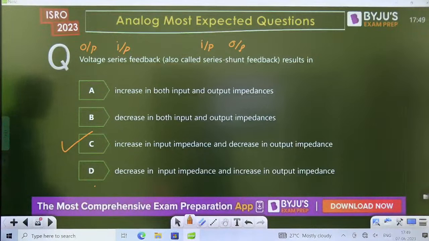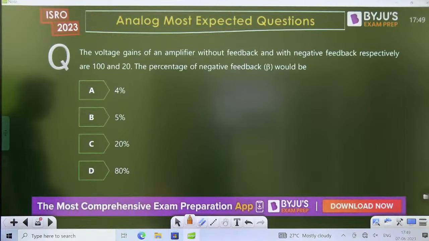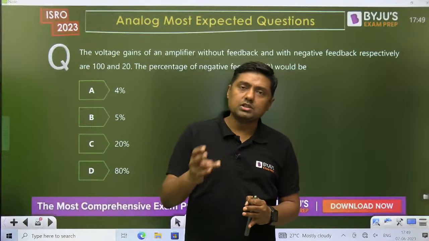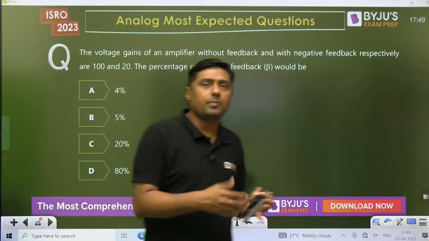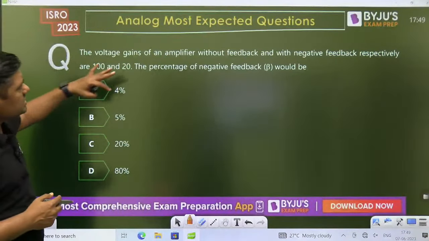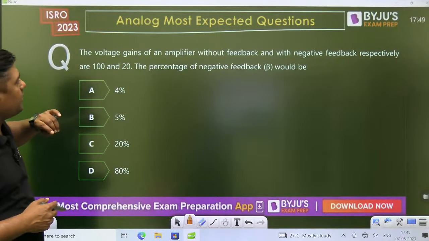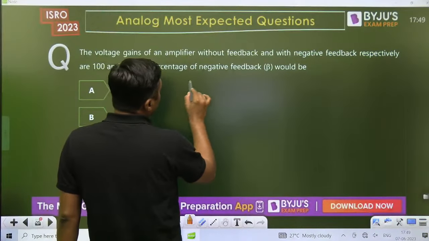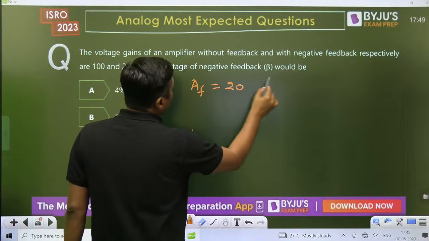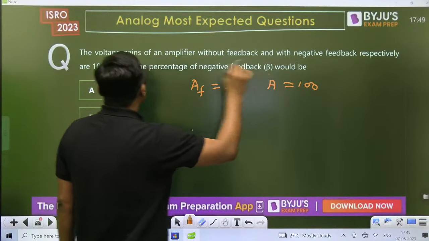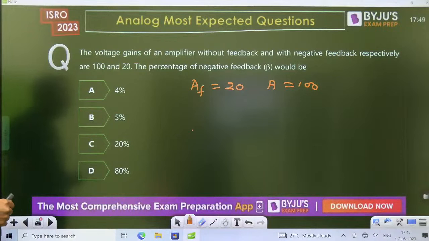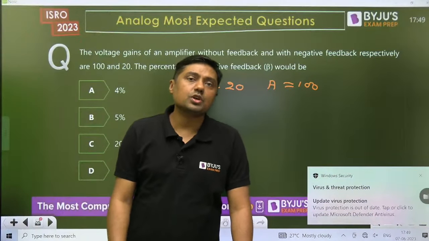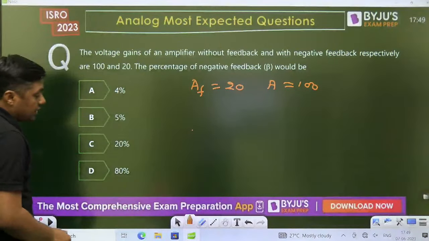This is voltage series feedback. There are four types of feedback. Remember, the feedback amplifier is a very important topic. Now, the voltage gain of an amplifier without feedback and with negative feedback respectively are 100 and 20. What is the percentage of negative feedback, beta? What is the value of beta? That is a very basic question, so you have to avoid calculation mistakes.